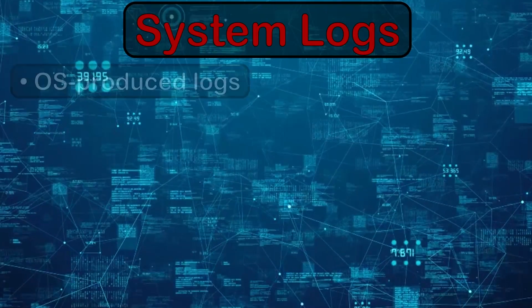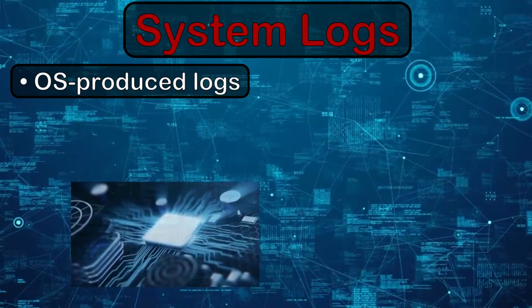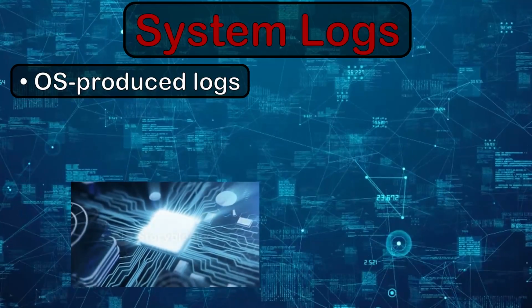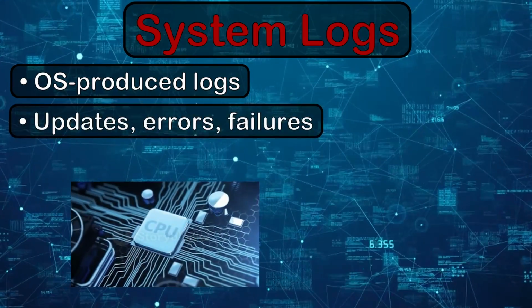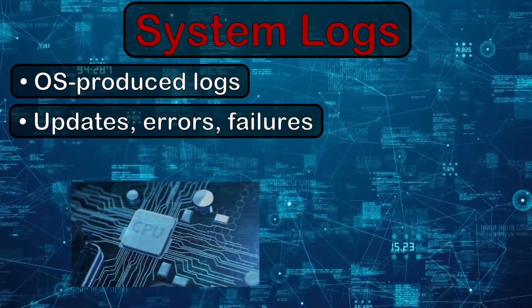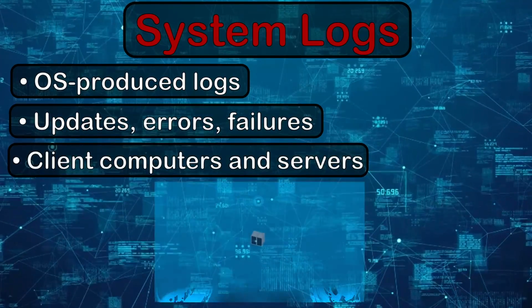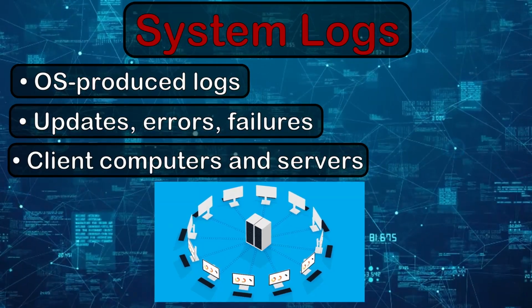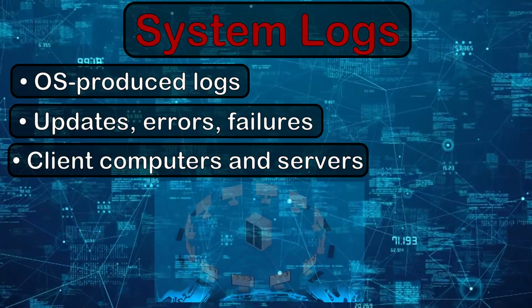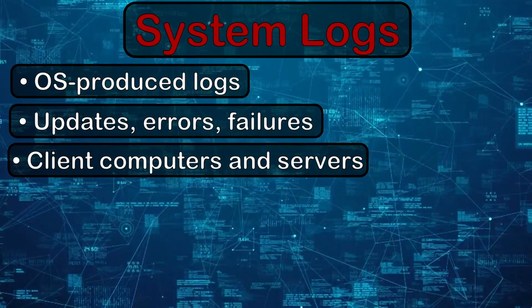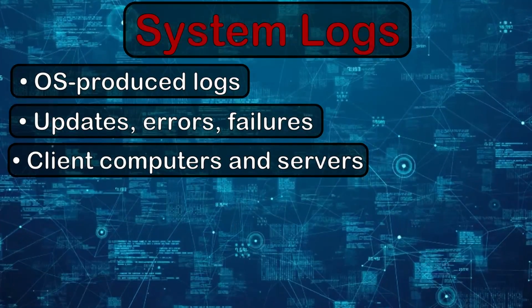System logs are produced by an operating system. These logs contain all the information that pertains to that OS, like updates, errors, failures, and other system occurrences. This includes information for client computers and servers, which gives IT admins a way to investigate events on individual machines that may interconnect with other machines on the network.